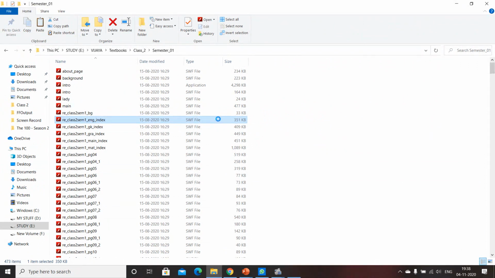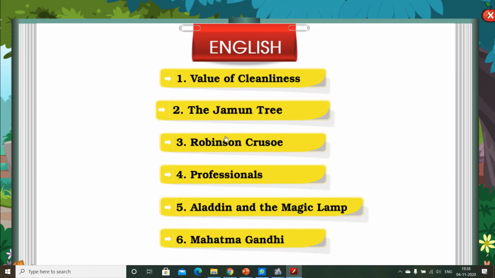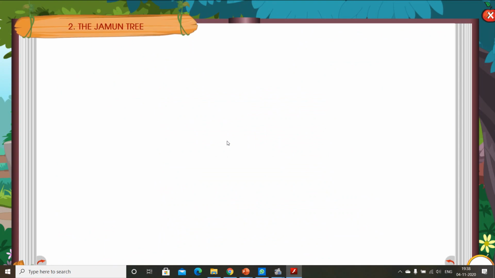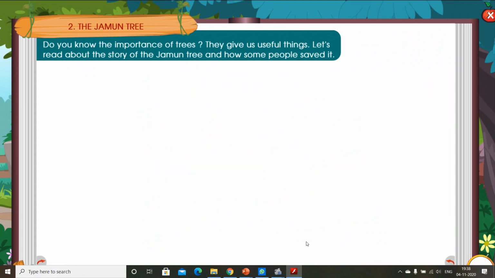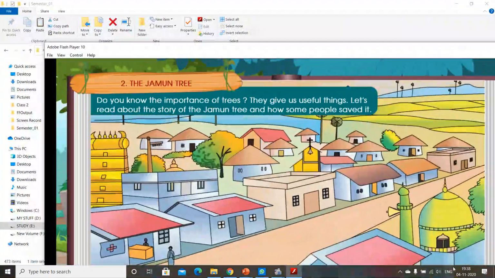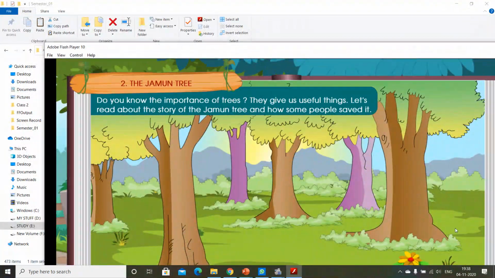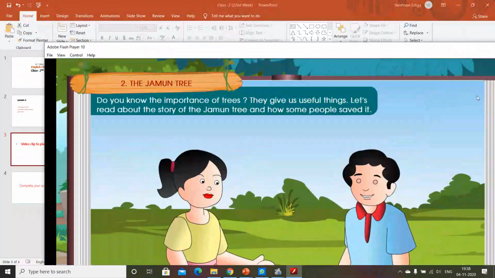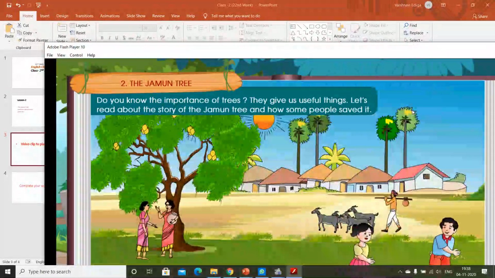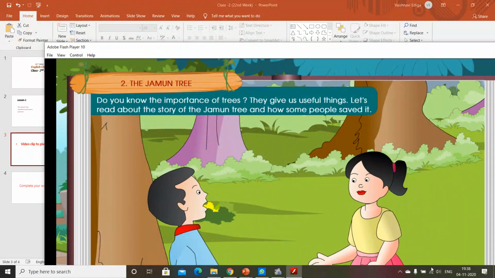understand. English 2. The Jamun 1. 2. The Jamun Tree 2. The Jamun Tree. Do you know the importance of trees? They give us useful things. Let's read about the story of the Jamun tree and how some people saved it. There was a village near the Panchvati forest. So in the last class, I have been Two explaining children, you Rajat about and Aruni, all lived these in that lessons. village. On hot summer days, they would rest and play under a big Jamun tree in the forest.